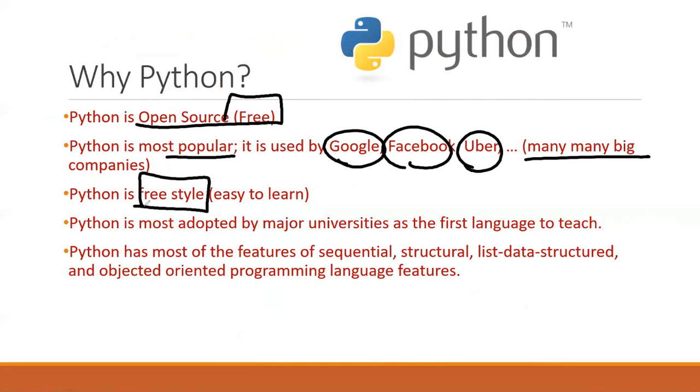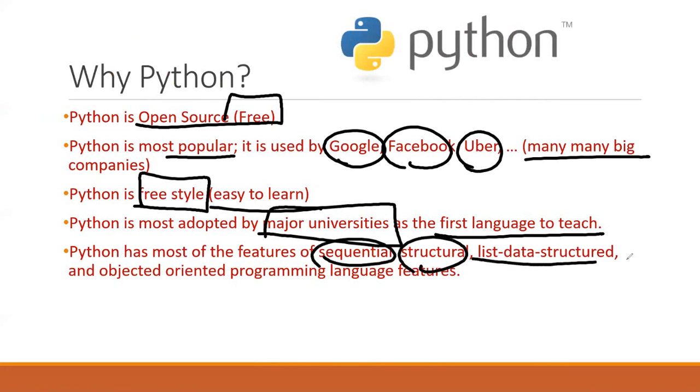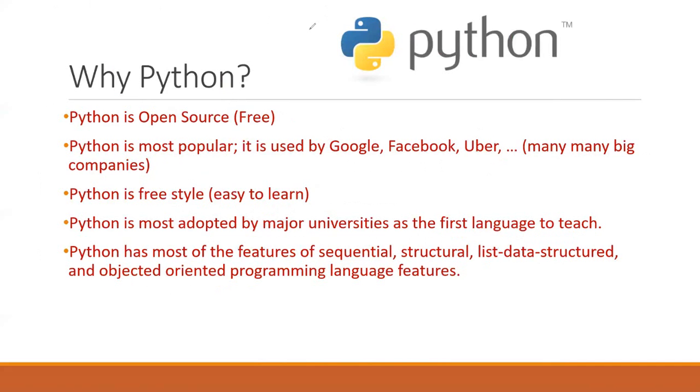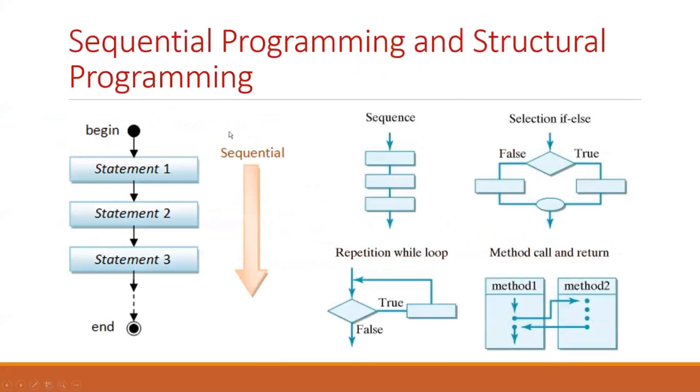And Python is free-style, easy to learn. Python is adopted by major universities as the first language to teach. Python has most of the features of sequential, structural, list, and object-oriented programming languages. So Python is a complete language and the most popular. And I think so far, if you check different companies, Python is still one of the most popular languages.